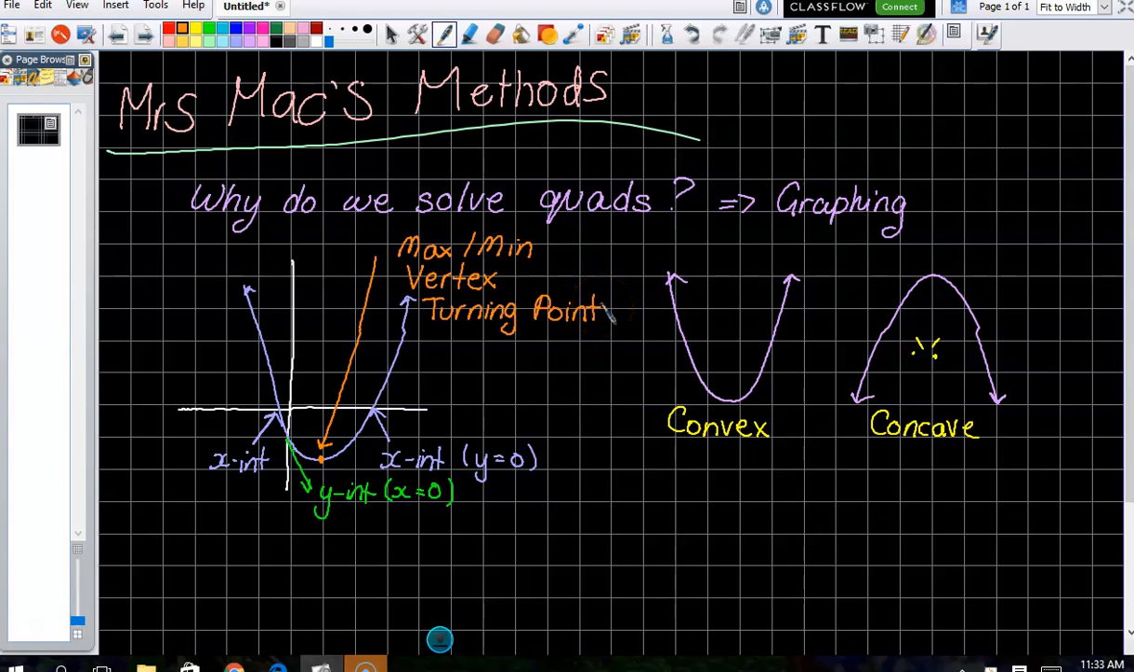And we've got one last key feature, and it's part of the vertex or turning point: the axis of symmetry. This thing that goes right down the middle is called your axis of symmetry.